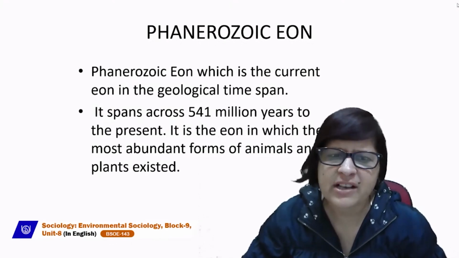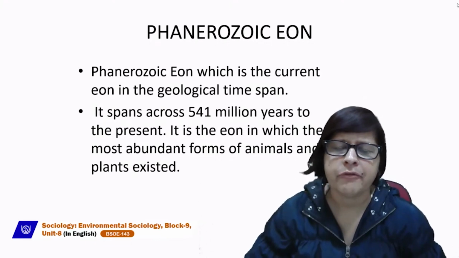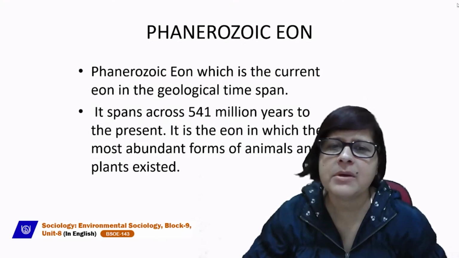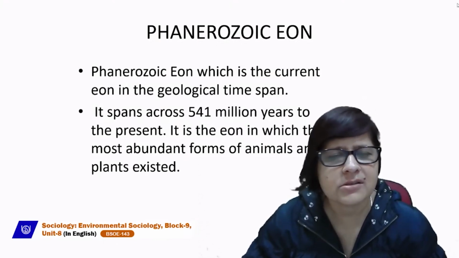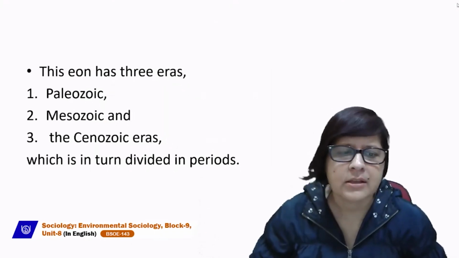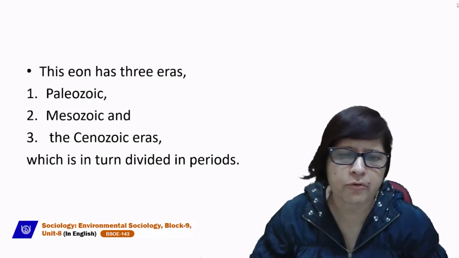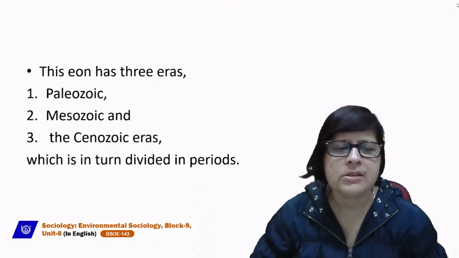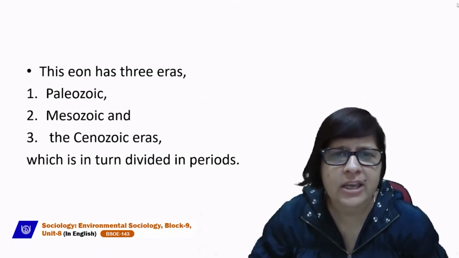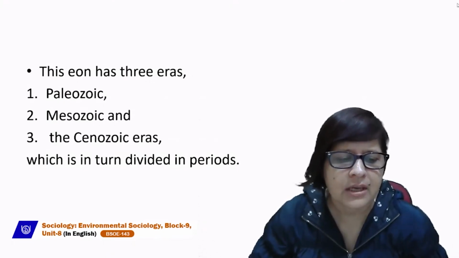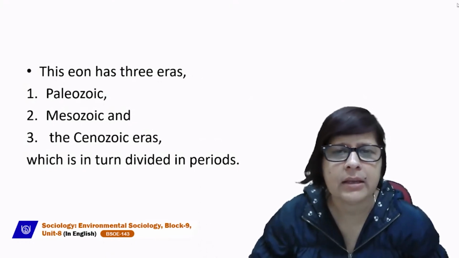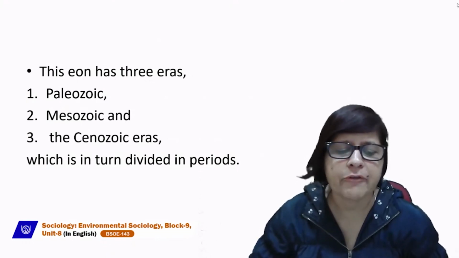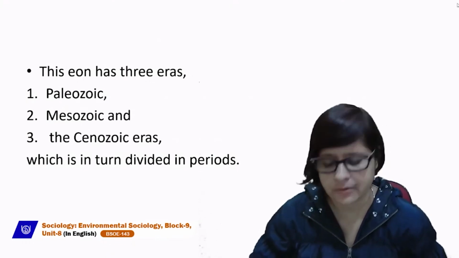The life form was complex in the Proterozoic era, and in the Phanerozoic era there was more evolution, and the most abundant forms of animals and plants exist in this eon. This eon has three eras: Paleozoic era, Mesozoic era, and Cenozoic era. And for the first time, these eras are further divided into periods.